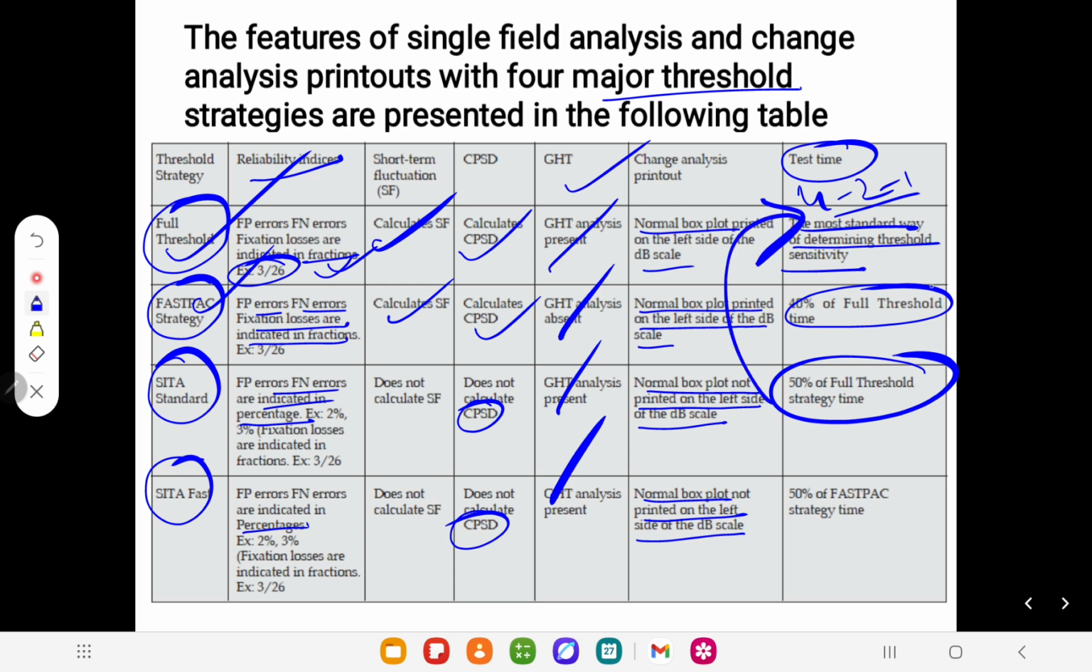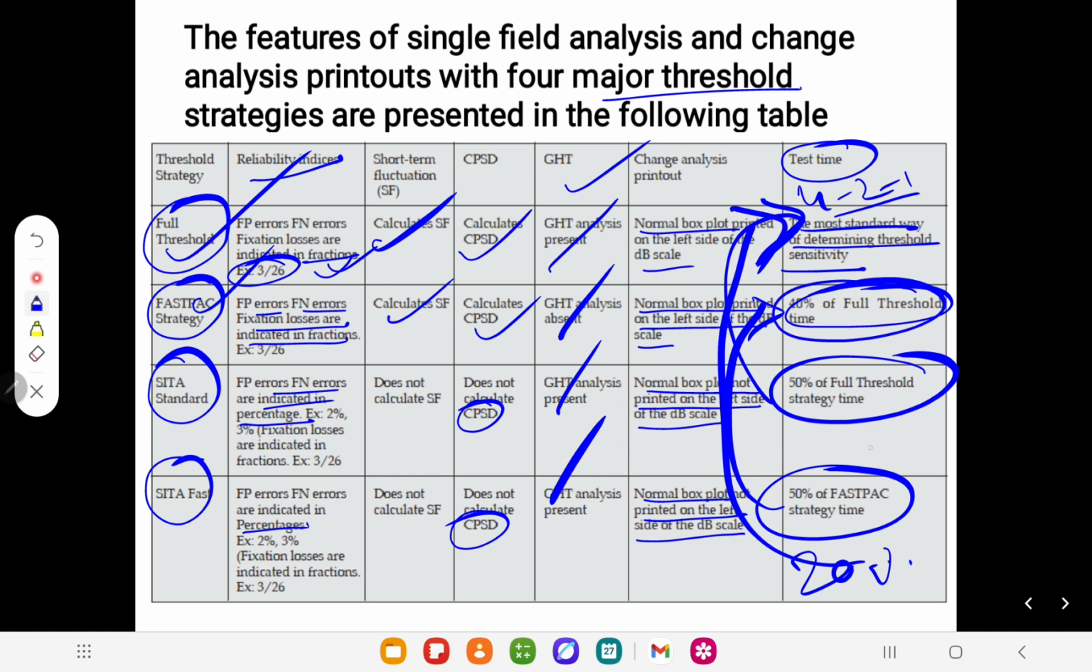But remember, SITA Fast is 50% of FASTPAC strategy. 50% of FASTPAC strategy means 20% of full threshold, isn't it? FASTPAC is only 40% of full threshold. SITA Fast is half of FASTPAC, so indirectly it's 20% of the full threshold. So that's why SITA Fast is so fast. Okay, so fast.